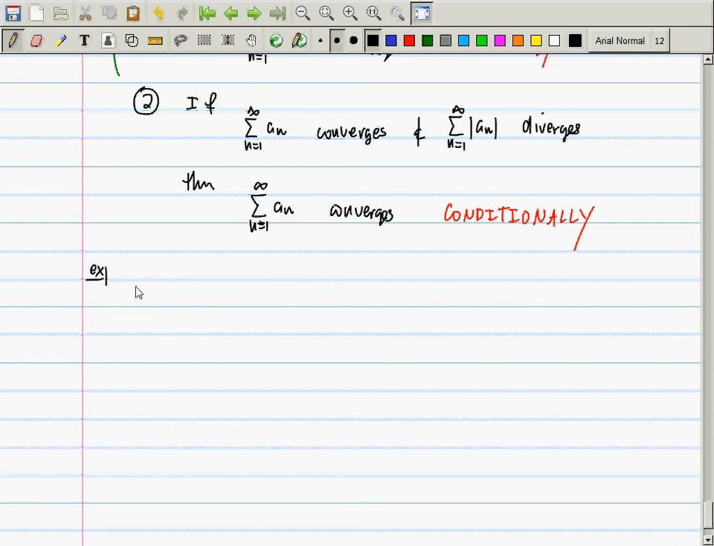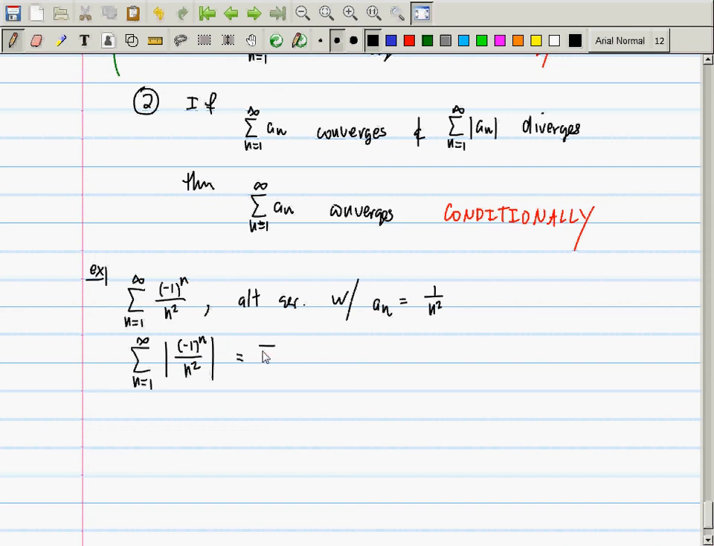Okay, so for example, the sum from n is 1 to infinity of (-1)^n over n squared. Okay, so this is an alternating series with a_n is 1 over n squared, and the alternating part is (-1)^n. Okay, so then the sum from n is 1 to infinity of the absolute value of (-1)^n over n squared. So now I'm going to compute the absolute value of each one of these.